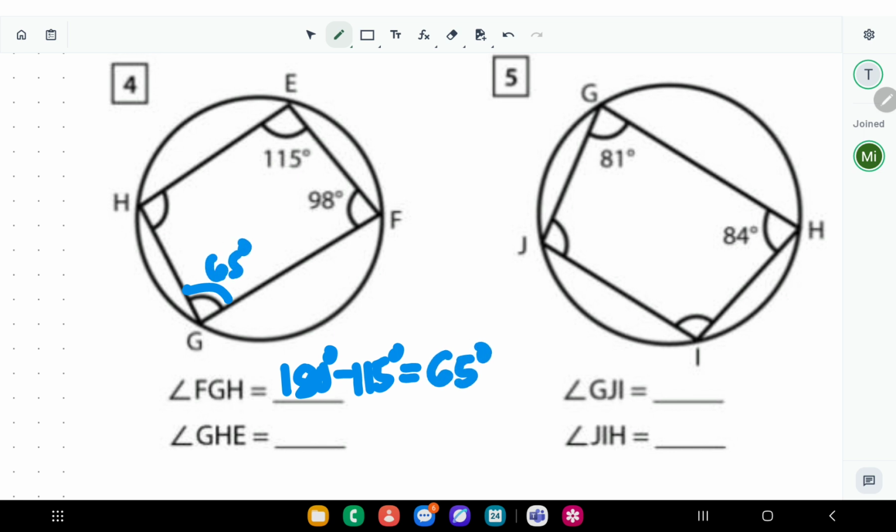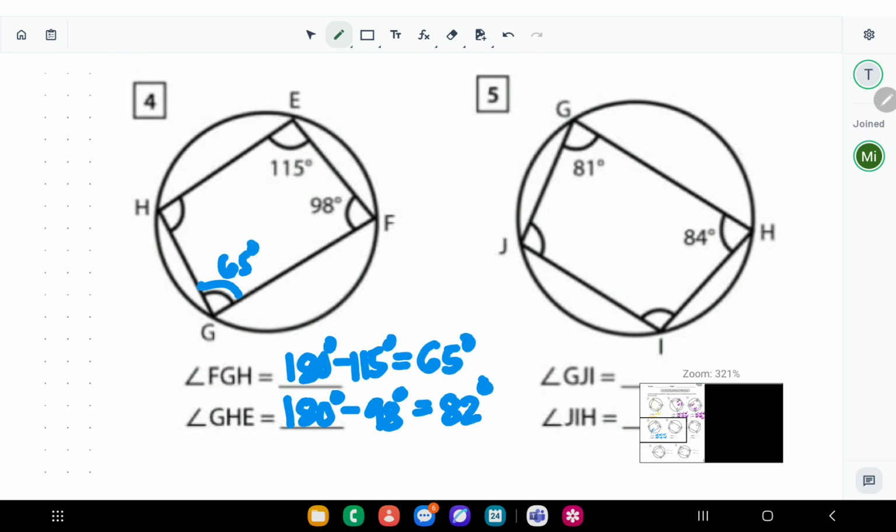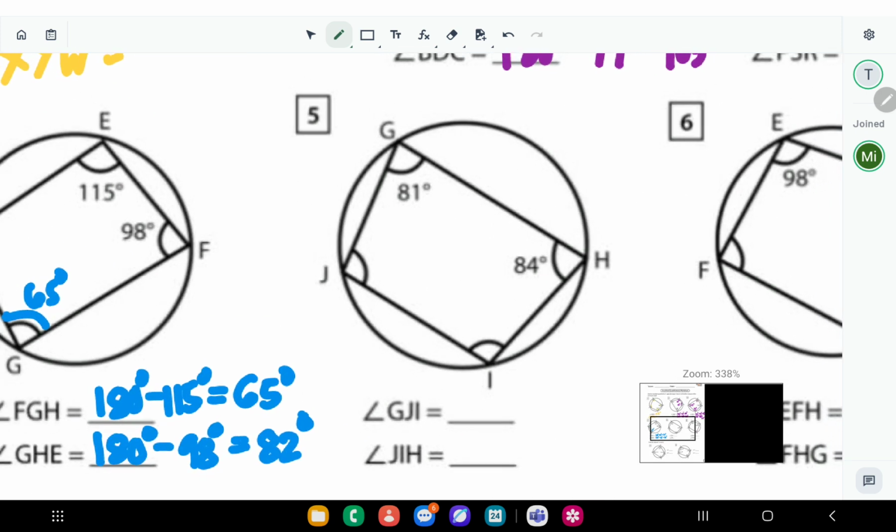And then the other angle GHE is opposite to angle F. So that means they also add up to 180 degrees. So this is just 180 degrees minus 98. Okay, what is 180 minus 98? 82. All right, we're on number 5.